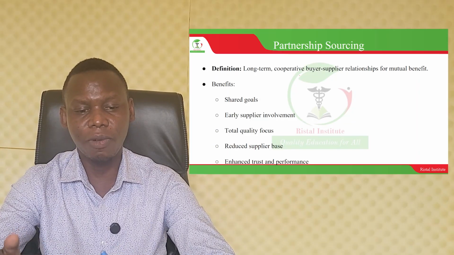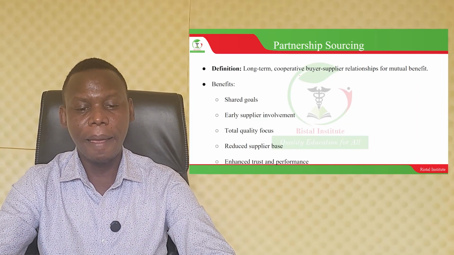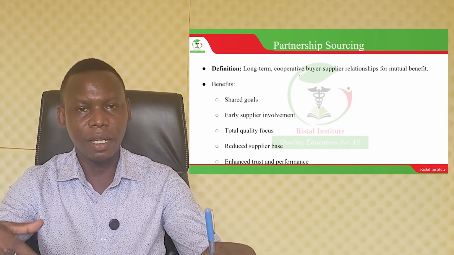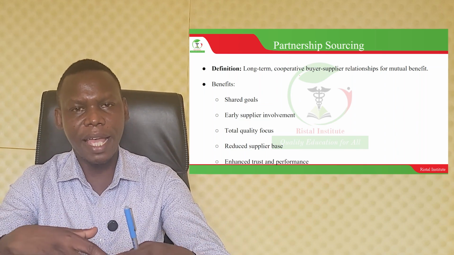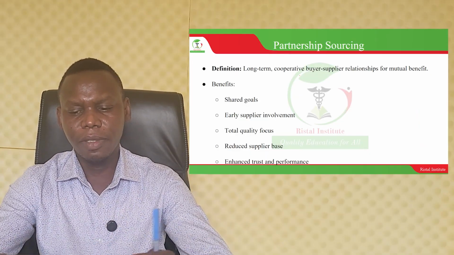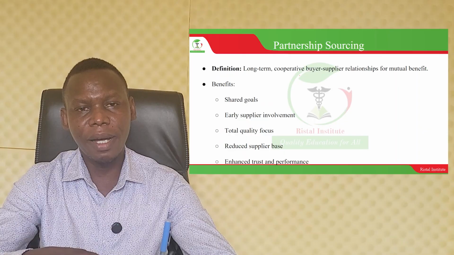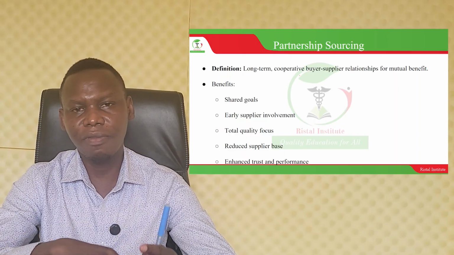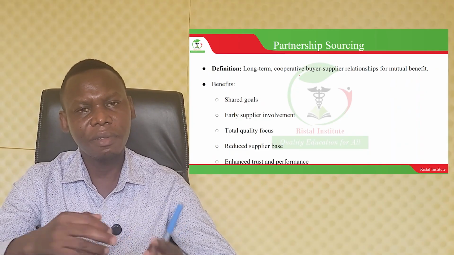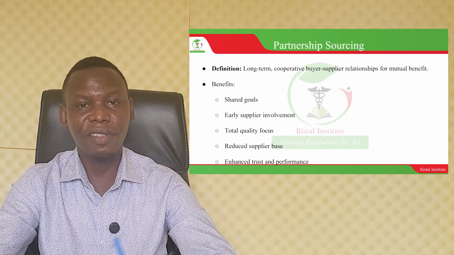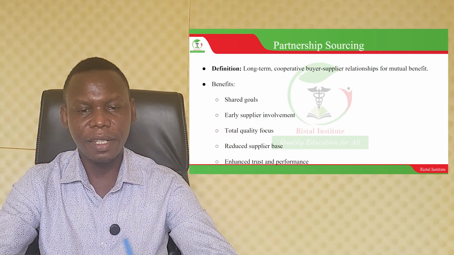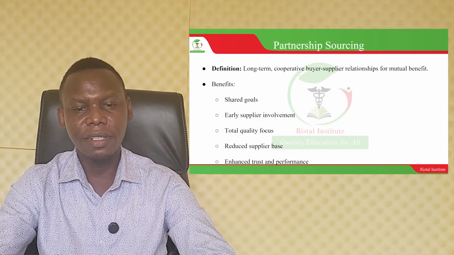The output is quality. Reduced supplier base: not having too big a number of suppliers. In other words, if you have few, you can easily work clearly with them, rather than having a large number of suppliers, which has to involve long-term decision making. You have to choose, you have to evaluate and all that. If you have few, it's easy to make decisions. So it's a benefit of partnering during sourcing. Enhance trust and performance, that is one. That is also another reason.